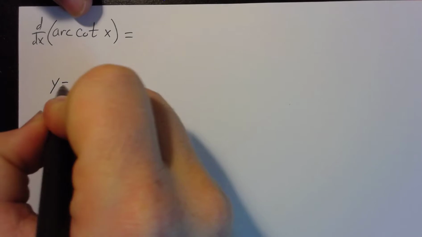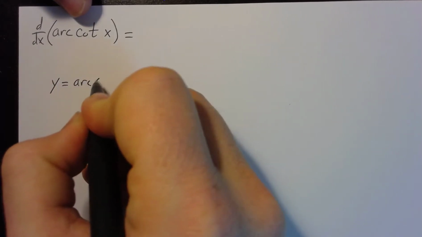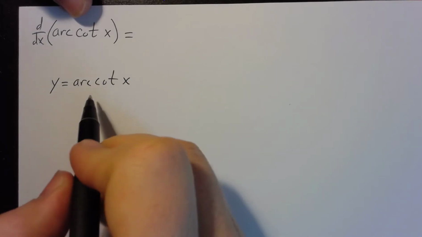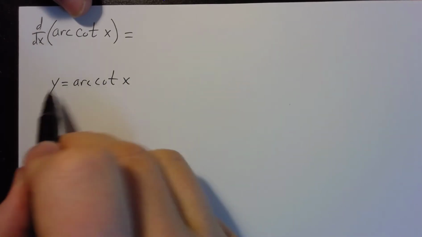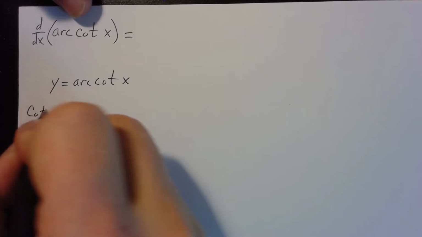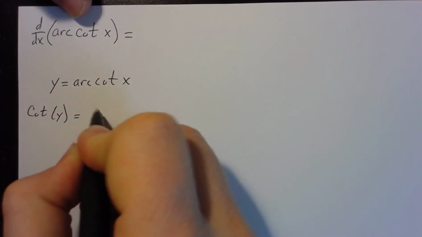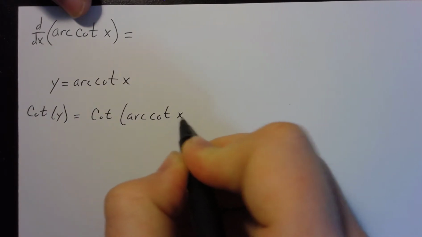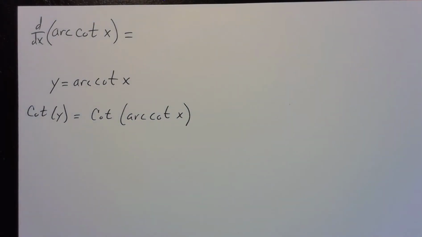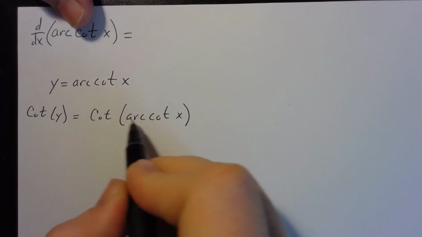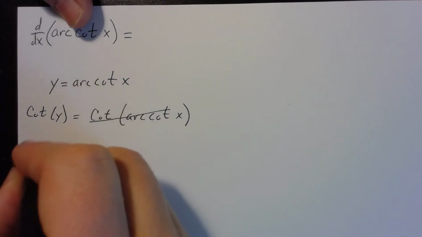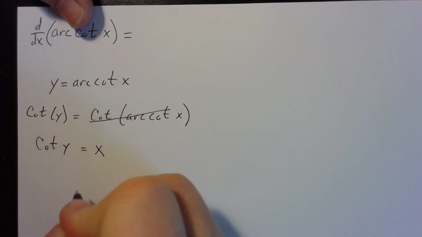Now the first thing I'm going to do is start by setting arc cotangent of x equal to y. This will allow me to manipulate this function so that I can take the cotangent of both sides. In doing so, I have the cotangent of y is then equal to the cotangent of all of this. But remember, the arc cotangent function is nothing more than the inverse cotangent. So the cotangent of arc cotangent will simply cancel each other out, giving me just x back. So now I have the cotangent of y equals x.